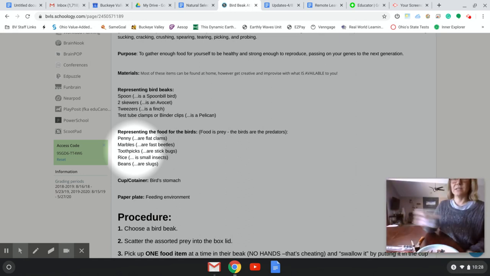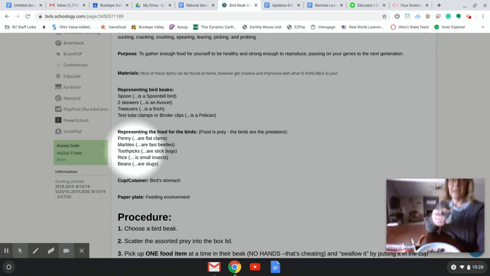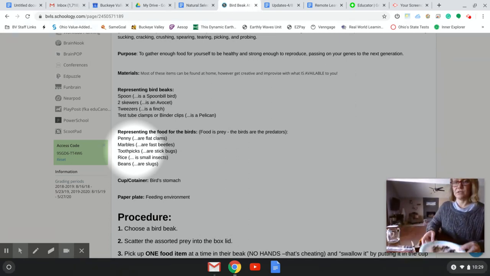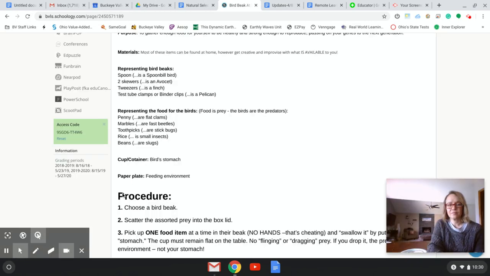You also will want to have a cup or a container. This is going to be your stomach. And then, like I showed you, I have a paper plate, and that is your feeding environment. All right, so after you've gathered all these materials and whatever materials you got creative with to substitute.